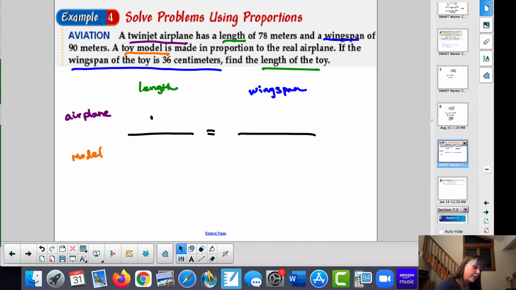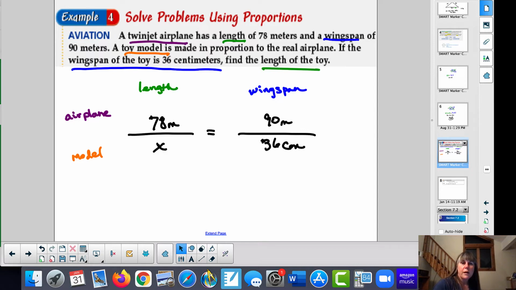Right here is going to be the airplane's length, which is 78 meters. Right here is going to be the airplane's wingspan, 90 meters. Down here is going to be the toy model's length, and that's what I want to find. And then over here is going to be the model's wingspan, which is 36 centimeters.